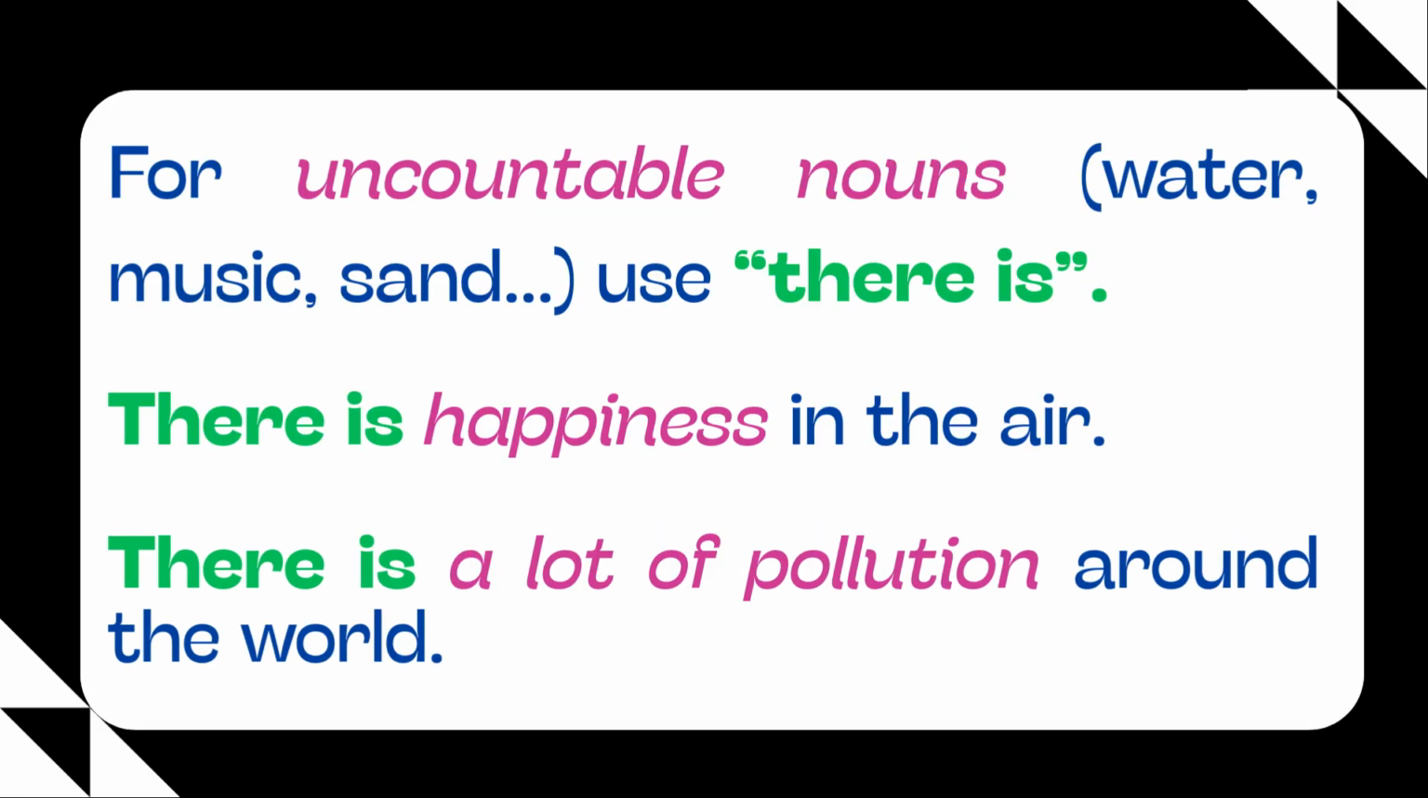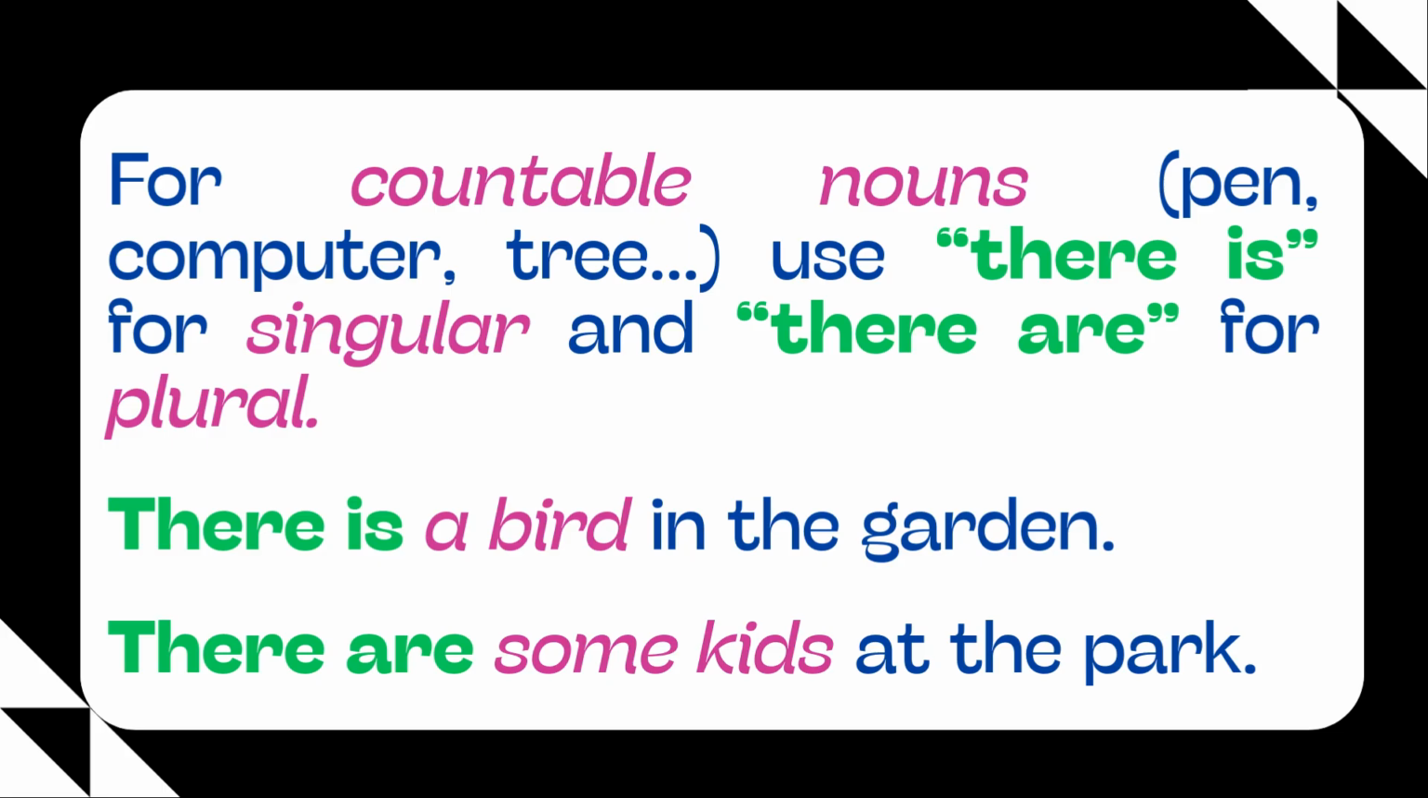For uncountable nouns like water, music, sand, use there is. There is happiness in the air. There is a lot of pollution around the world. For countable nouns like pen, computer, tree, use there is for singular and there are for plural. There is a bird in the garden. There are some kids at the park.